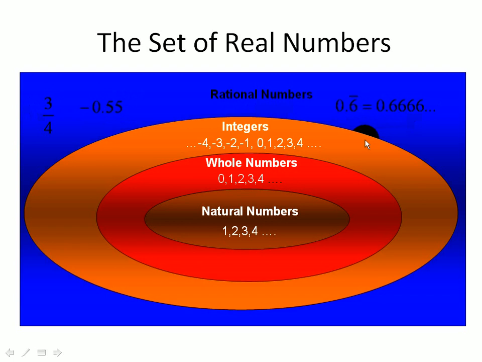So those are the rational numbers, which we can express in terms of a fraction, where the numerator is an integer and the denominator is an integer. So we can represent a rational number in terms of a fraction.